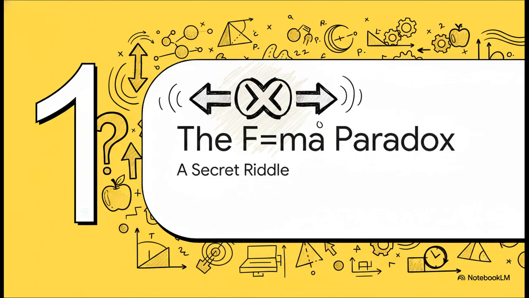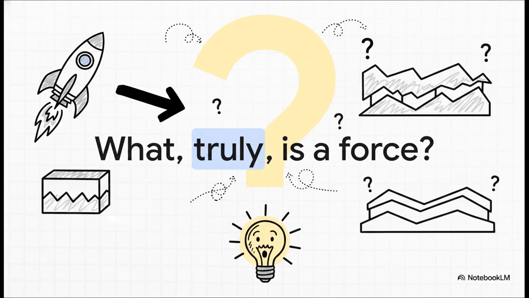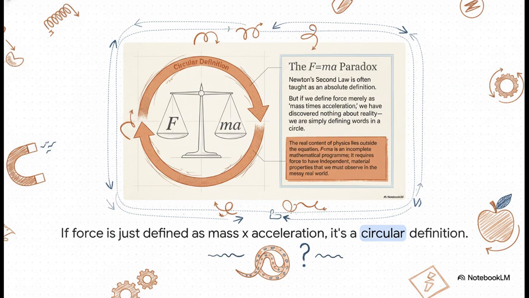So we're kicking things off by taking a closer look at maybe the most famous equation in all of physics. Yeah, F equals ma. It turns out Newton's second law has this beautiful, kind of sneaky paradox hiding in plain sight. So let's just ask the big question right out of the gate. What actually is a force? And if your gut reaction is, well, it's mass times acceleration, you're not wrong, but you're also kind of missing the whole story.